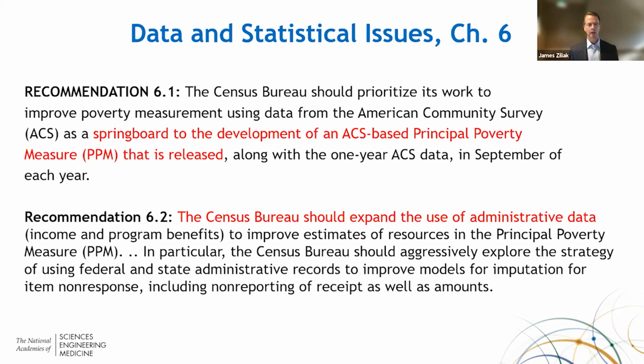At this point in time, the Census Bureau has been working aggressively at expanding the development of the SPM using the American Community Survey. Of course, the OPM is currently available in the ACS. And so recommendation 6.1 by the committee is to leverage the American Community Survey as a springboard to the development of an ACS-based principal poverty measure that would be released annually along with the one-year ACS data, which currently is released in September of each year. We think that this would provide great value added for policy and research purposes to have a comprehensive measure of statistical poverty available in the ACS, which we know many of you on this webinar would benefit greatly from.